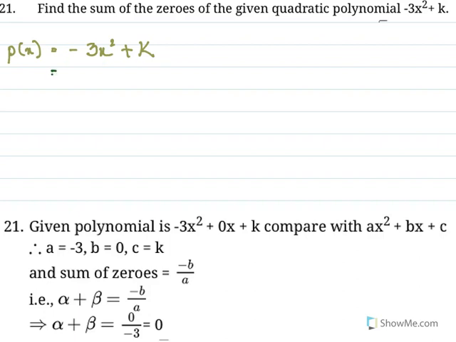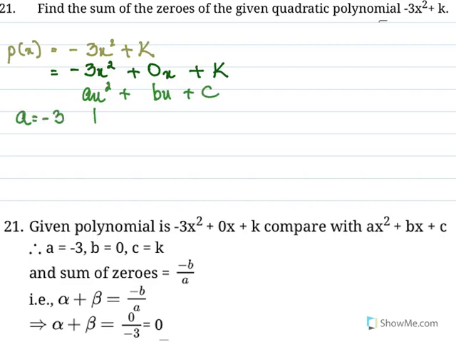So we write it in standard form. To write it in standard form, we write minus 3x square, plus 0x, which is missing, plus k. Now when we compare with the standard ax square plus bx plus c, we say a is minus 3, b is 0, c is k.